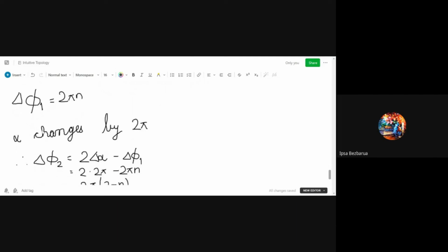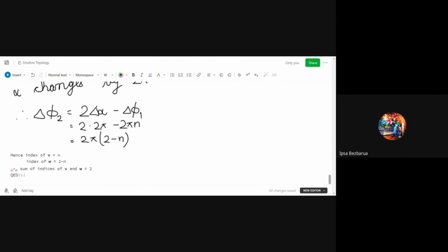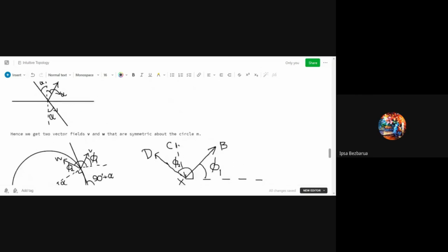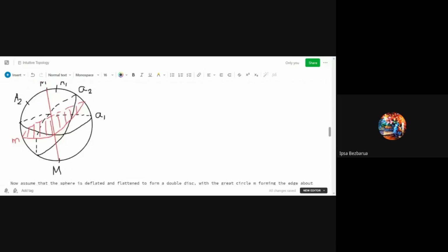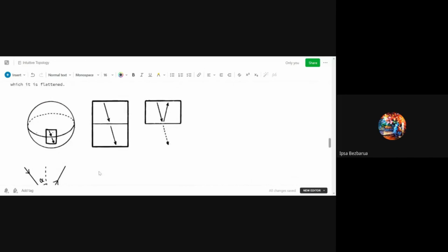The index of V is n by assumption, and the corresponding index of W is 2 minus n. So the sum of the indices of V and W is equal to 2. Now where do V and W come from? They basically come from when I again stretch out this entire sphere. They're coming from the original vector field on the sphere.